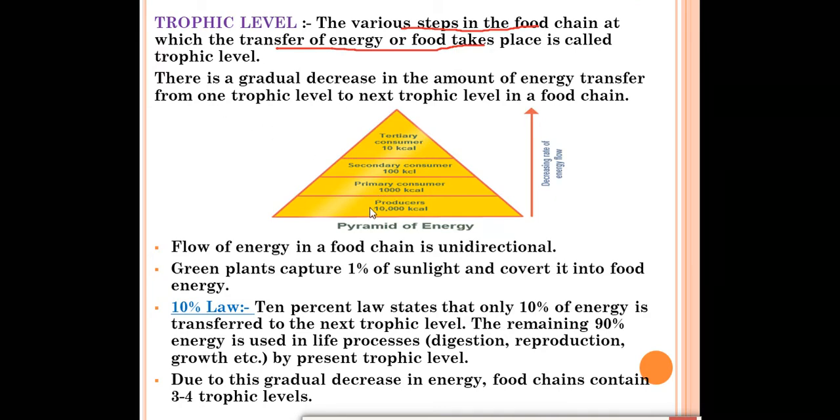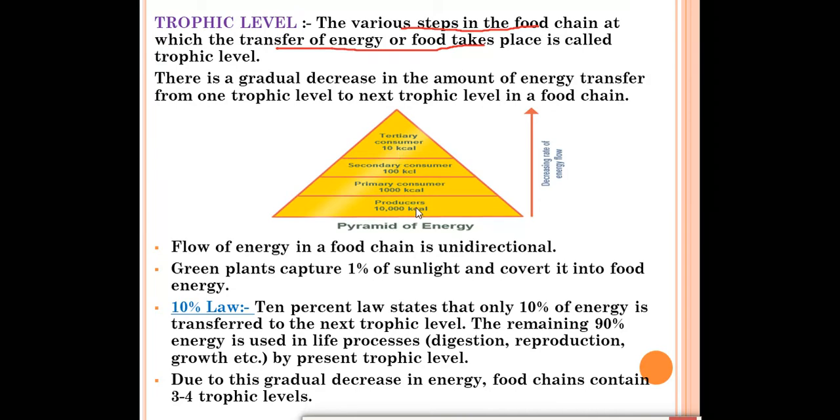Suppose we take the example over there. First of all, producers will be present. Producers have a lot of energy. You can see 10,000 kilocalorie of energy. After that, primary consumers will be there, who will eat the producers, like plants. They will be eaten by some animals over there. Next, they have 1,000 kilocalorie of energy. Next, we have secondary consumers, which will eat the primary consumers. They have only 100 kilocalorie of energy. And at last, we have the tertiary consumers, which are at the top of the food chain. They have only 10 kilocalorie of energy.